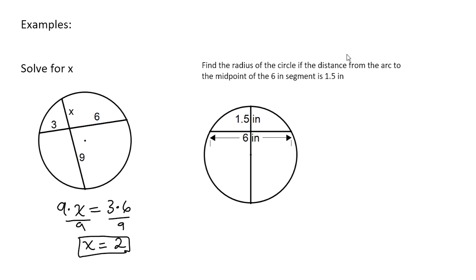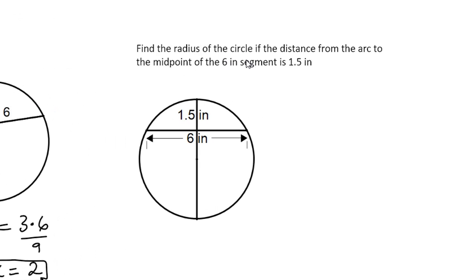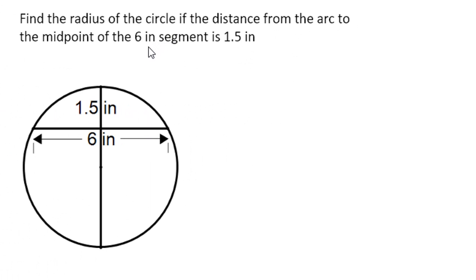The second example says that we need to find the radius of the circle if the distance from the arc to the midpoint of the 6-inch segment is 1.5 inches. Since we're dealing with a midpoint of the 6-inch segment, these two pieces are equal to each other, so each one of them is going to be 3 inches.